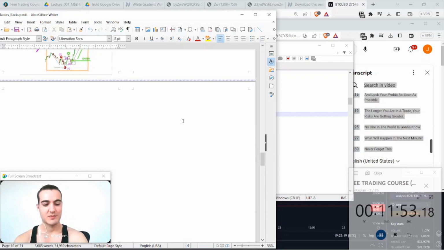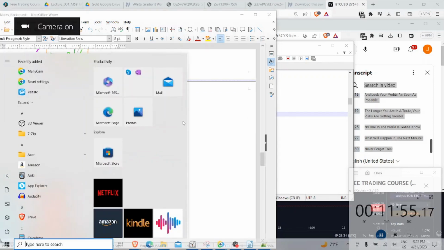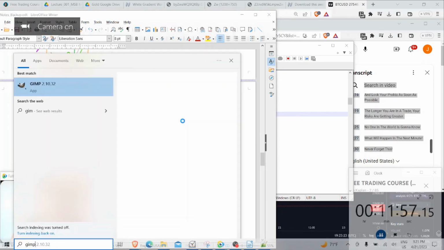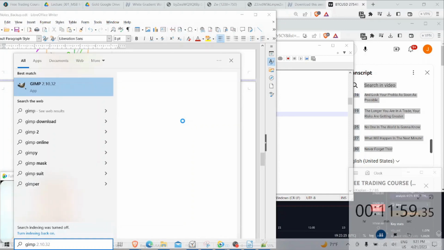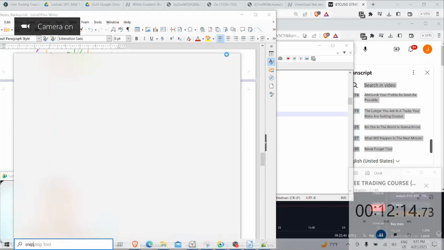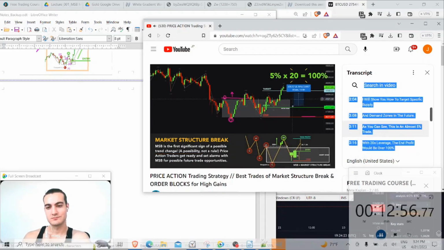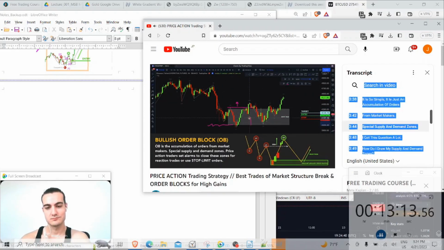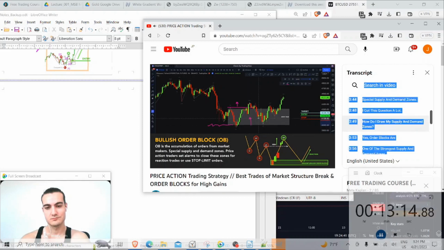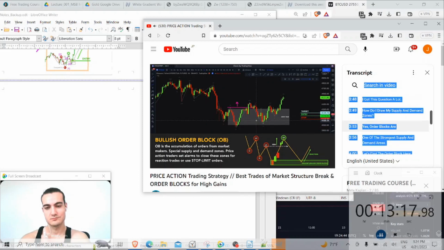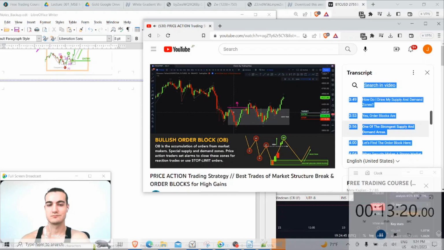Okay. Opening up GIMP. I hope my computer can handle this. GIMP. I got this question a lot. How do I draw my supply and demand zones? Yes, order blocks are one of the strongest supply and demand areas. Let's find the order block here. When security makes a strong market structure break.